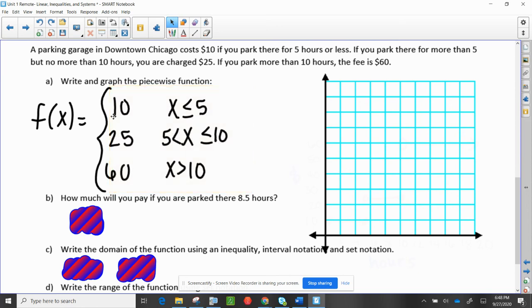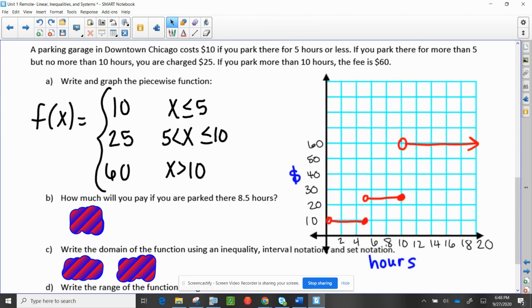Okay, here's what I got. So $10 if we park for 5 hours or less, so x less than or equal to 5. $25 if we're more than 5 hours, but no more than, meaning less than or equal to 10. And then $60 if we're there for more than 10. Okay. So next what you're going to do is go ahead and set up a nice scale on your axes for yourselves and graph that piecewise function. So take a second here and pause and graph that for yourselves.